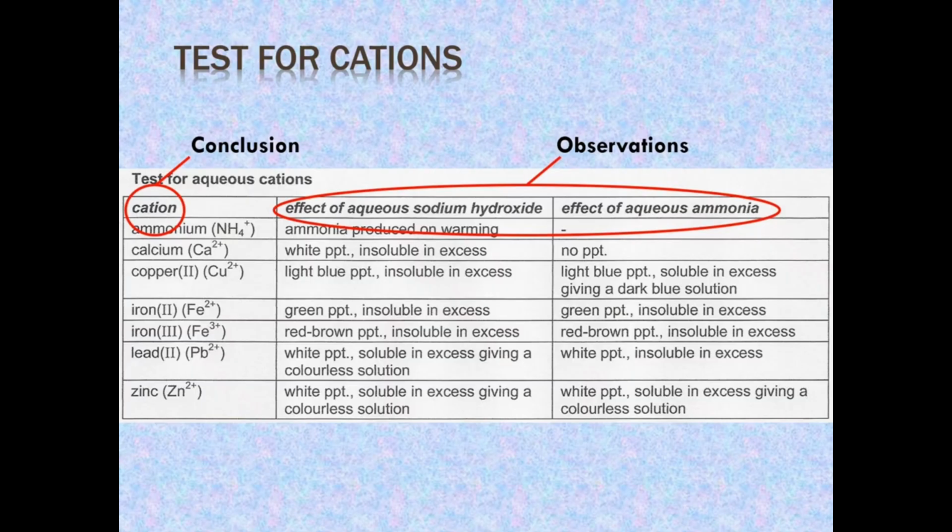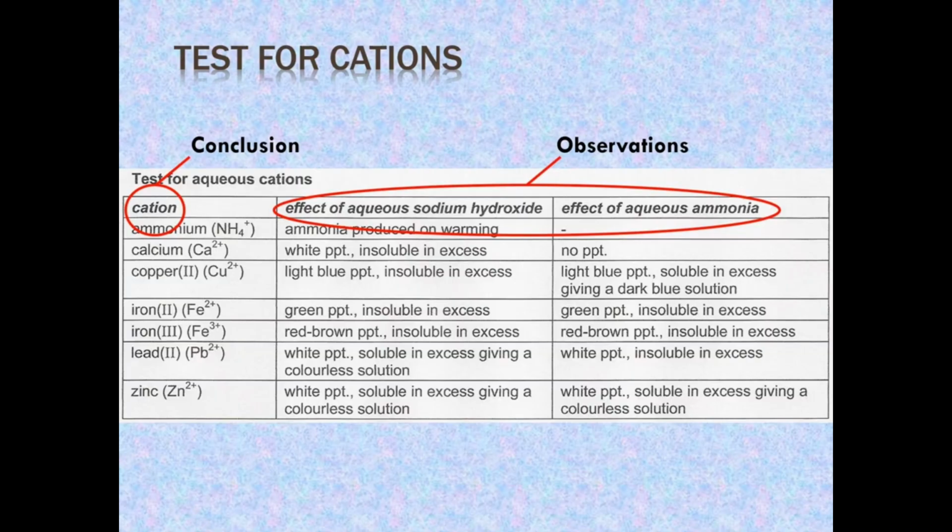For the calcium ions, there won't be any precipitate in aqueous ammonia, because it's somewhat soluble, somewhat not soluble. So I won't say much about calcium when you react it with aqueous ammonia. For the copper 2 ions, it forms a light blue precipitate which stays insoluble even if you add excess sodium hydroxide, but for the ammonia, it's soluble in excess, giving you a dark blue solution.